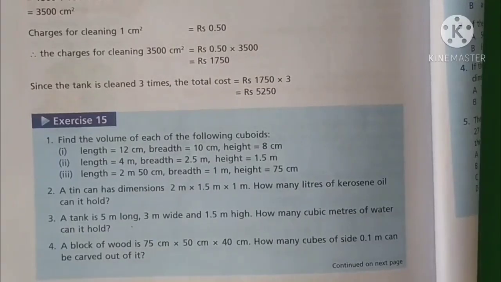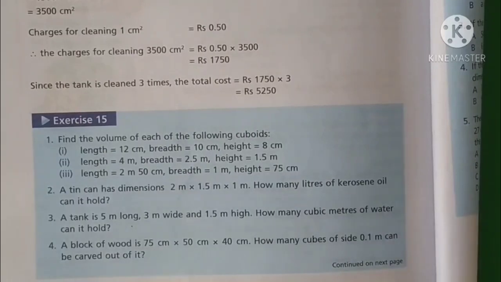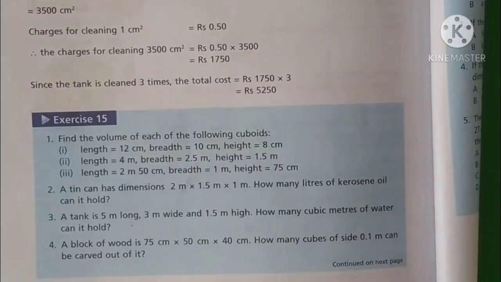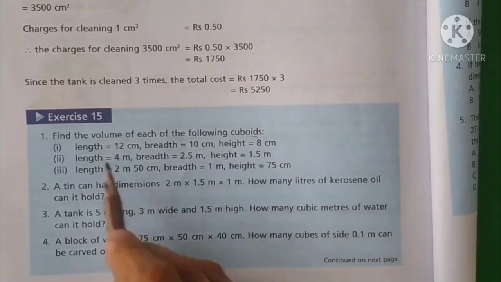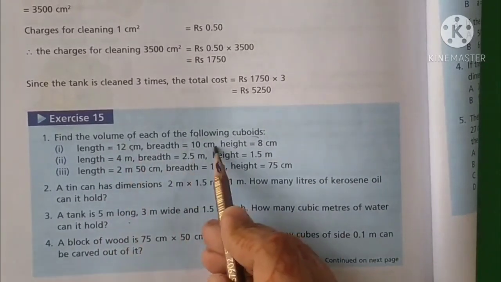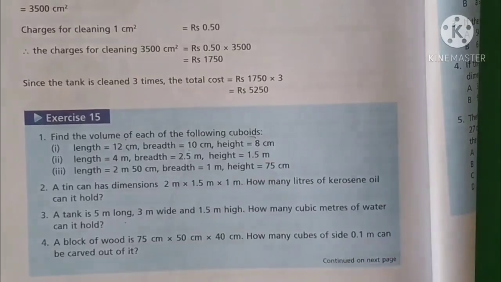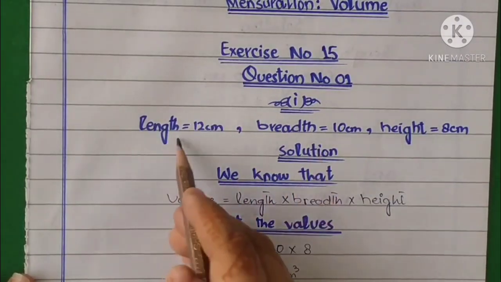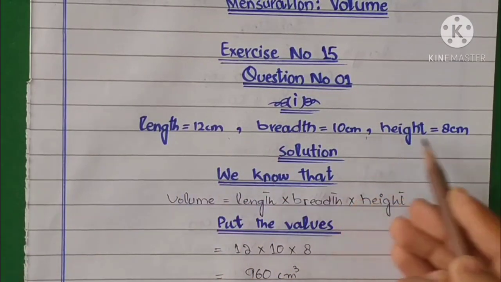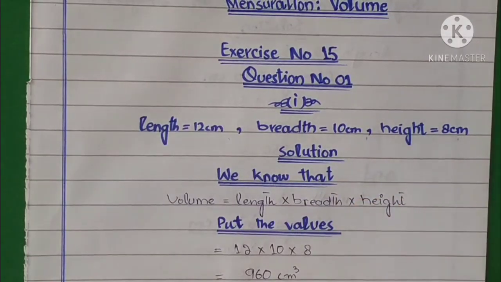Now, dear students, there are many examples according to these formulas, but we are going to solve questions 1, 2 and 3 of exercise number 15. First question of exercise number 15 is: find the volume of each of the following cuboids. Length is equal to 12 cm, breadth is equal to 10 cm and height is equal to 8 cm. Solution of first part of the question is: it is given that length 12 cm, breadth 10 cm and height 8 cm.